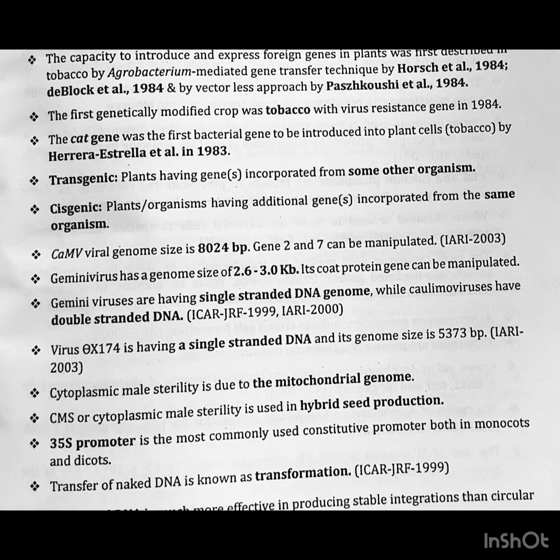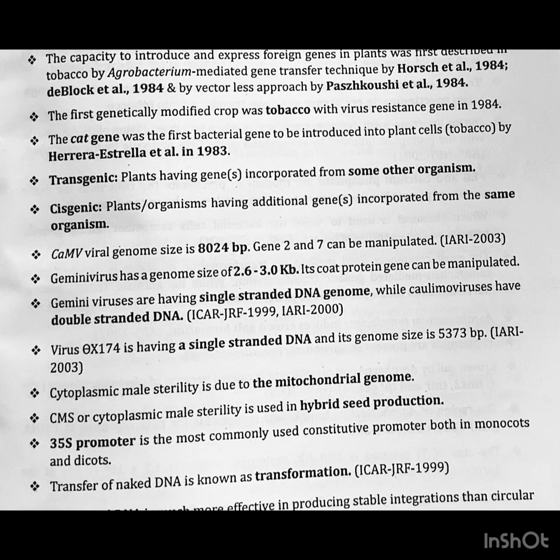Cauliflower mosaic virus genome size is 8024 base pair. Gene 2 and 7 can be manipulated. Question asked in IARI 2003. Gemini virus has a genome size of 2.6 to 3 kilobase pair. Its coat protein gene can be manipulated. Gemini viruses have a single-stranded DNA genome, while caulimoviruses have double-stranded DNA. Question asked in ICAR JRF 99 and IARI 2000.